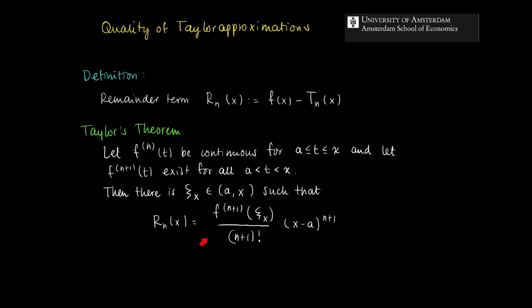So the nth order remainder can be expressed as the n plus 1th order derivative at some psi of x in between a and x, divided by n plus 1 factorial, times x minus a to the power n plus 1. Right? So that's just to recall and revisit Taylor's theorem, because we're going to use it and exploit it.